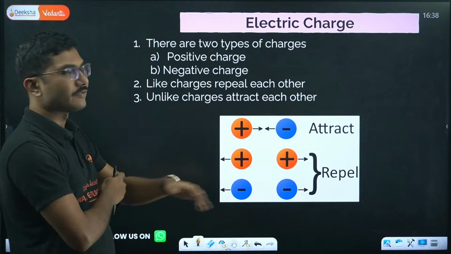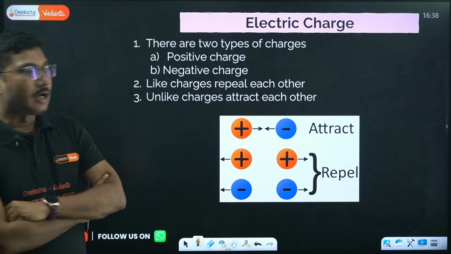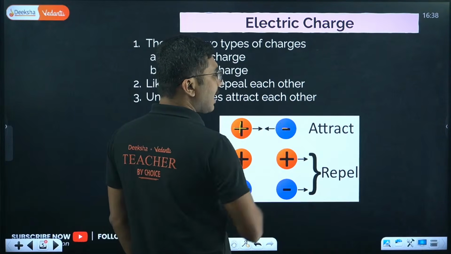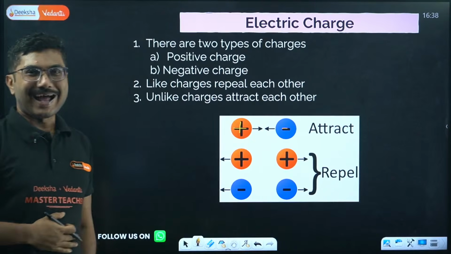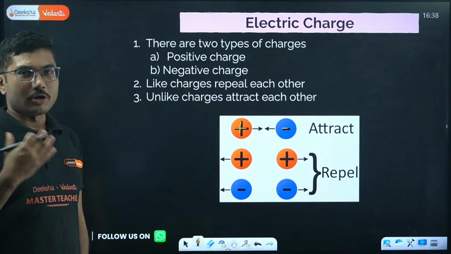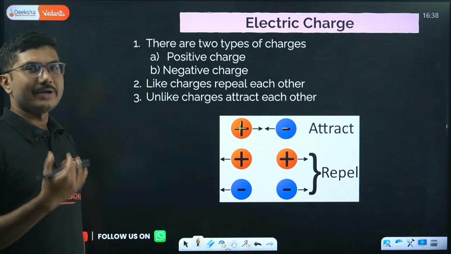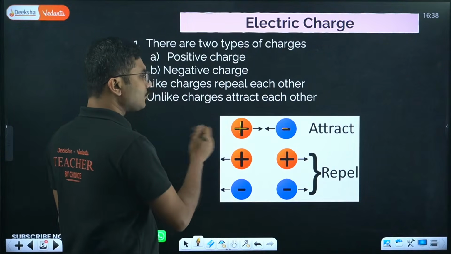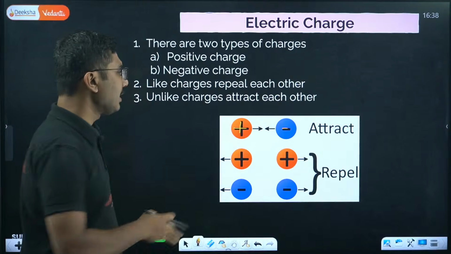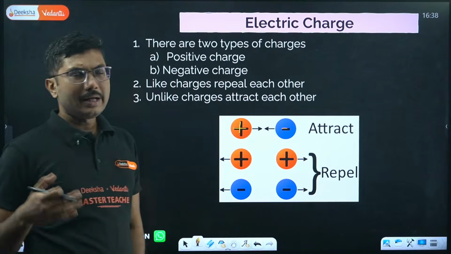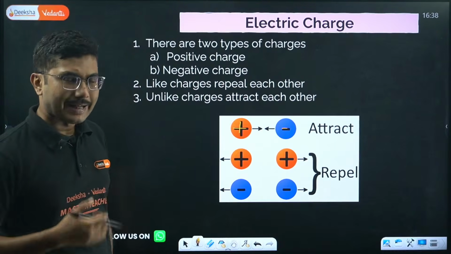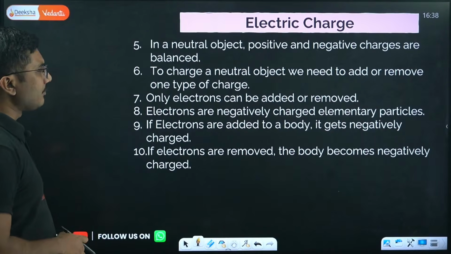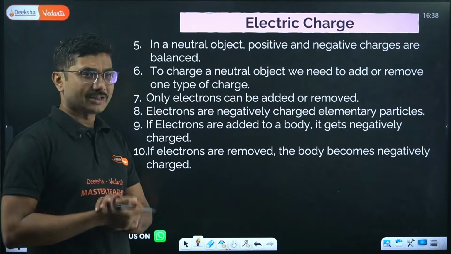So this is graphically shown over here. One charge is positive, one charge is negative, and they are attracting each other. Opposite always attract, similar always repel. That is the law of nature. Positive and negative attract each other. Positive and positive repel each other. Negative and negative also repel each other. Very basic, very fundamental thing. We are not doing anything new as of now.